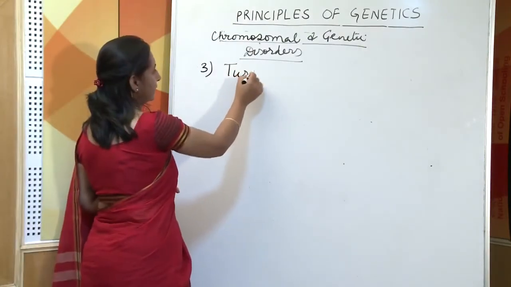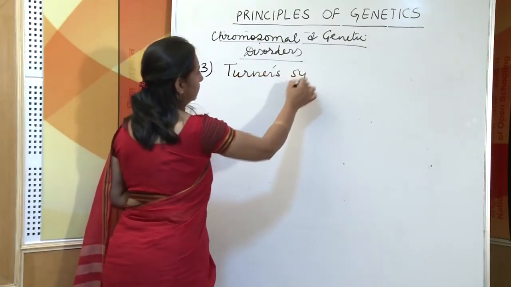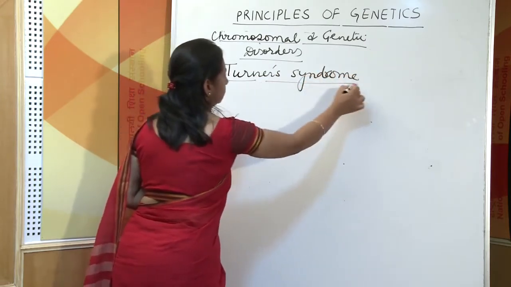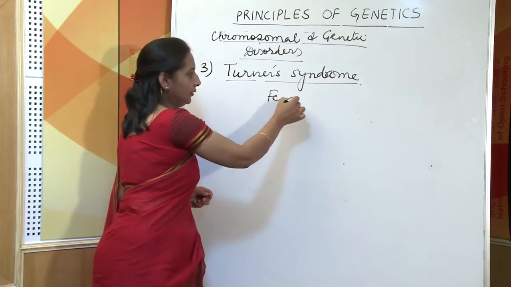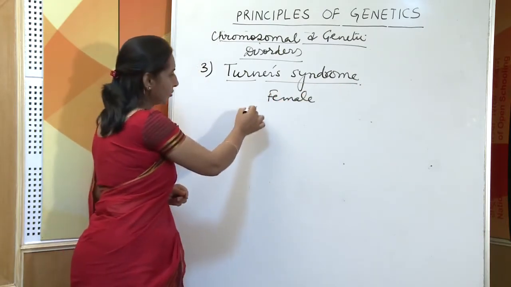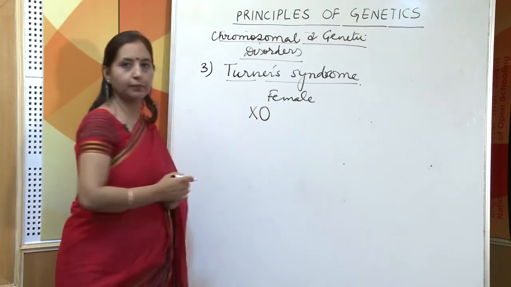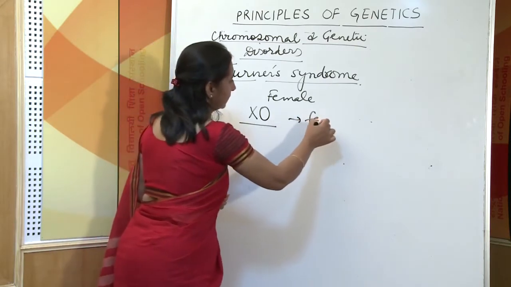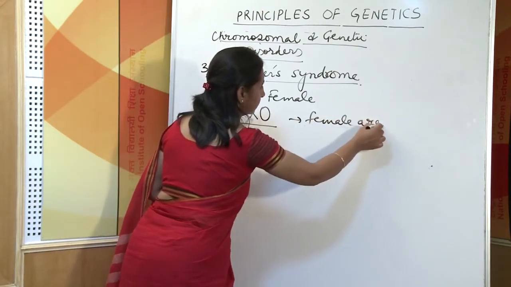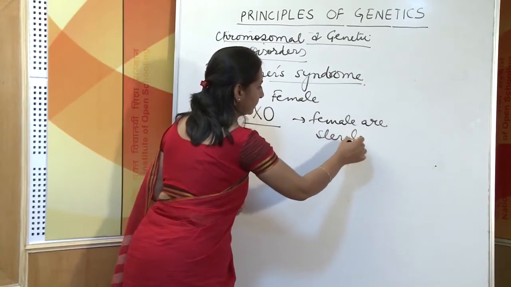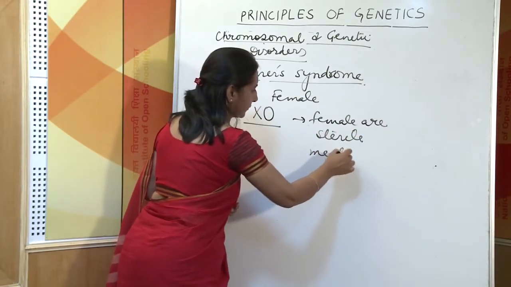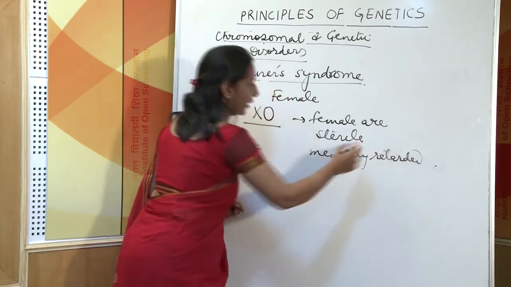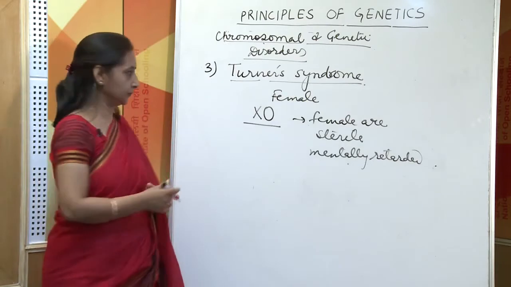Next syndrome is Turner syndrome. This occurs in females, wherein there is loss of one X chromosome and the genotype becomes XO instead of XX. Such females are sterile and they are mentally retarded as well.